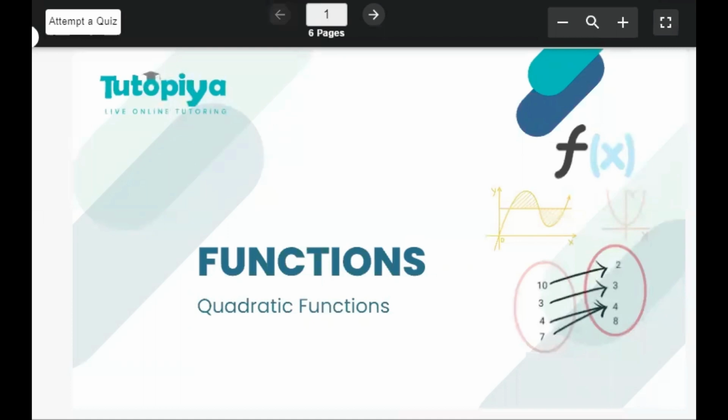Welcome to today's video on Cambridge IGCSE Mathematics 0607 and 0580. The topic for today is functions, where we will be looking at the subtopic quadratic functions.